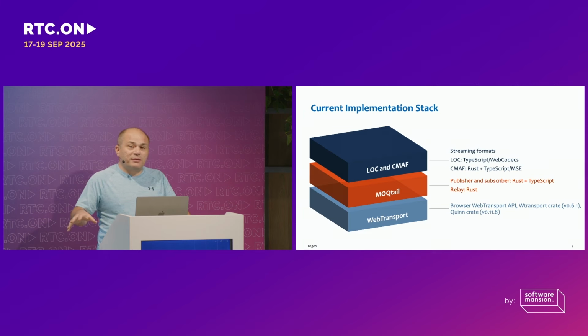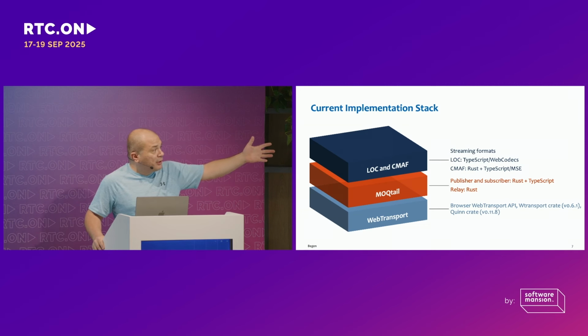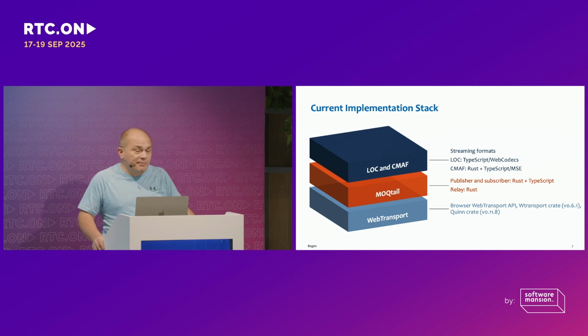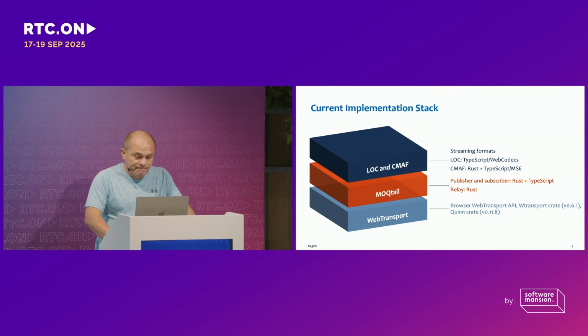This work actually started in MPEG in 2016, so almost 9 years ago. So we have a lower overhead container. For the client side, or for the publisher and the subscriber, we have the TypeScript components that support that, and then it uses the WebCodecs API from the browser. For CMAF, we have Rust on the publisher connected to an FFmpeg instance. And then for the playback, we have TypeScript and Media Source Extensions.